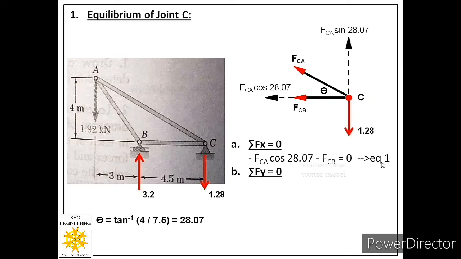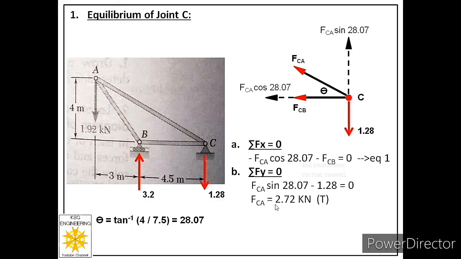Now let us apply the second equation, that is summation Fy equal to 0. In this free body there are two forces acting in y direction. One is 1.28, it is acting in downward direction, so we'll consider this as negative. Second is FCA sine 28.07, it is acting in upward direction, so we'll consider this as positive. So we will say FCA sine 28.07 minus 1.28 equal to 0. From here we will get the value of FCA. That is the first answer.